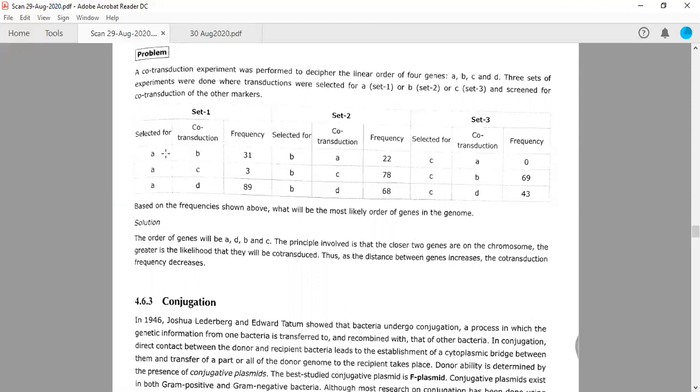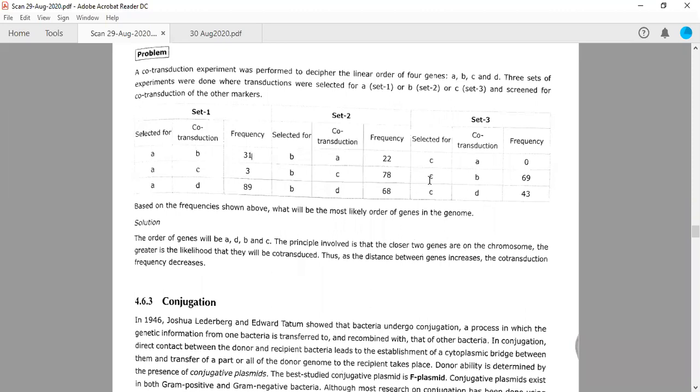So you need to observe and record the phenotype of all the bacterial cells in terms of their co-transduction. Say the co-transduction frequency of A along with B is given as 31%, A with C is 3% only, and A with D is 89%. In the second experiment, you select for B now, then C.